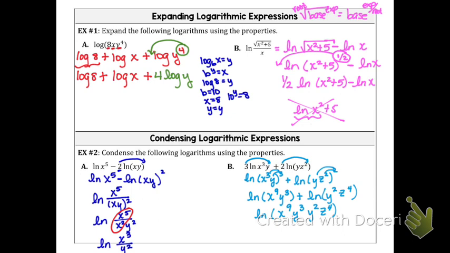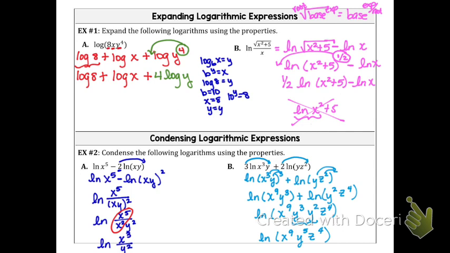And then, let's see, we do have some like things here. We can go ahead and multiply. So remember, when you multiply with like bases, you keep the base and add the exponents. So we have the natural log of our x to the 9th, y to the 3 plus 2, which is 5, z to the 4th.